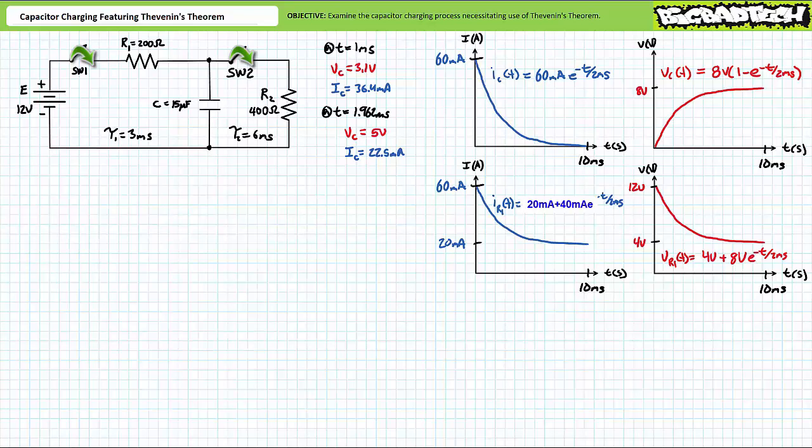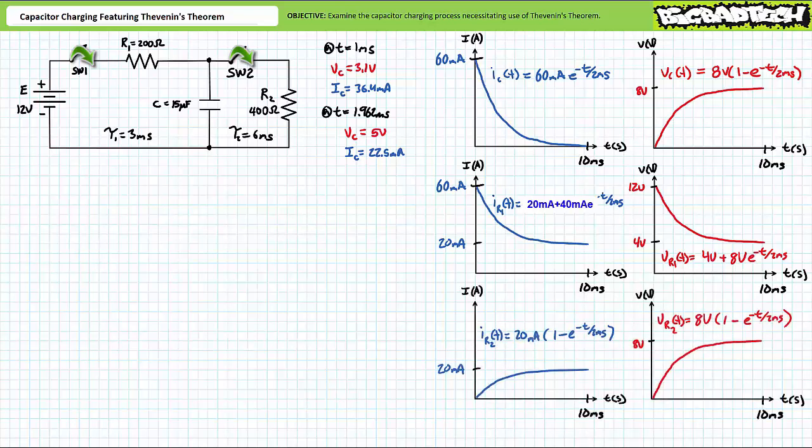Voltage across R1 experiences an initial surge of 12 volts, which decays to 4 volts over 10 milliseconds. One could express this as a time-variant function as VR1 of t equals 4 volts plus 8 volts times e to the negative t over 2 milliseconds, where 12 volts is the initial value, 4 volts is the final value, and 8 volts is the differential spanned over 5 time constants of 2 milliseconds, or 10 milliseconds total.